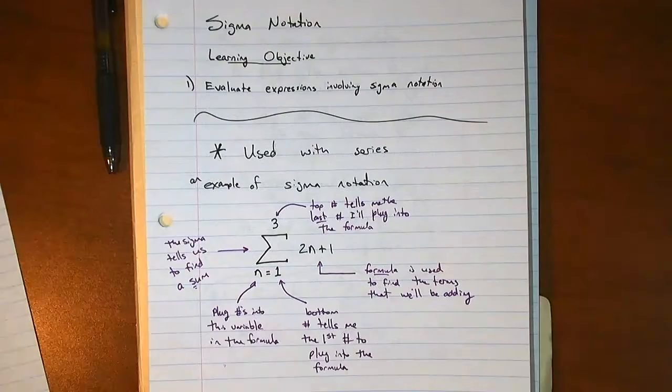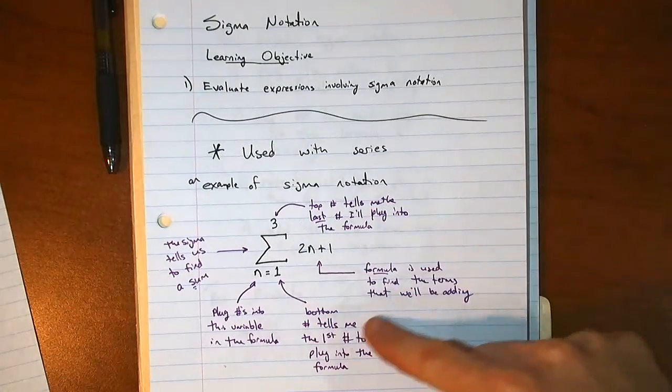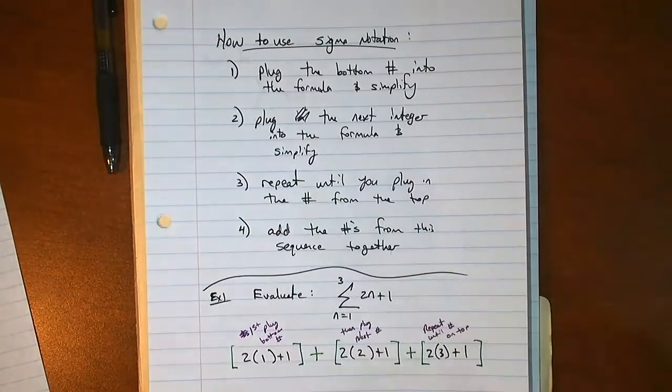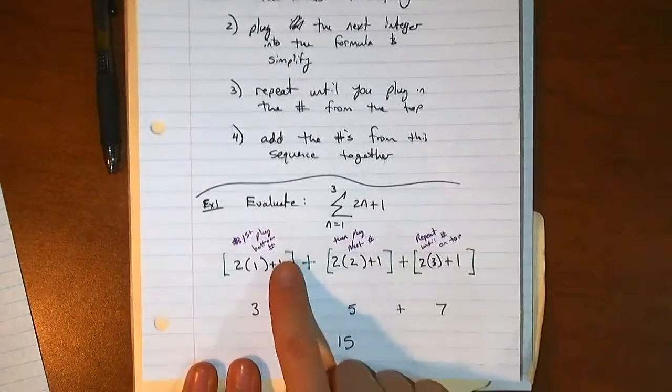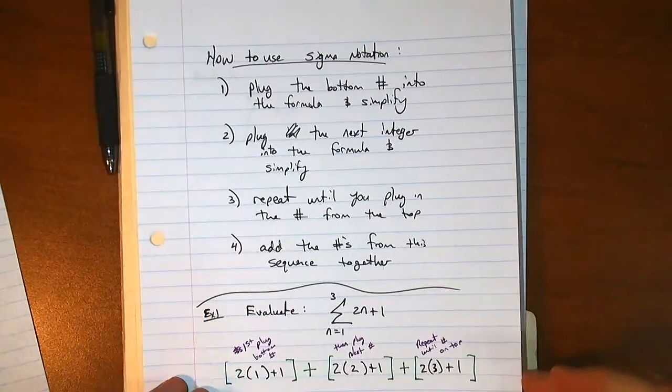So the learning objective for this video is exactly the same as the last video, because we're just continuing from this notion. In the last video, we talked about the different parts of sigma notation and what each one of the individual parts tells me. Then we talked about how to use those different parts collectively to find the sum that this sigma notation represents. And so now in this video, we're just going to do another example.